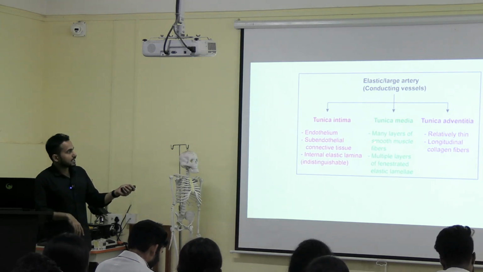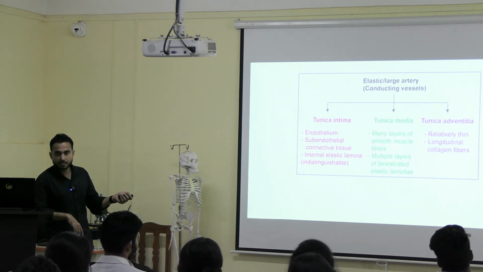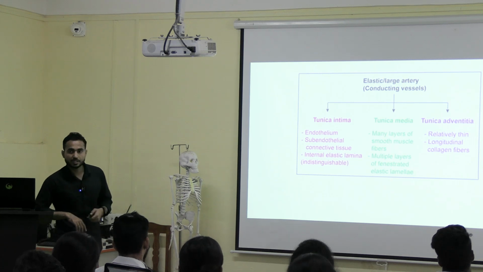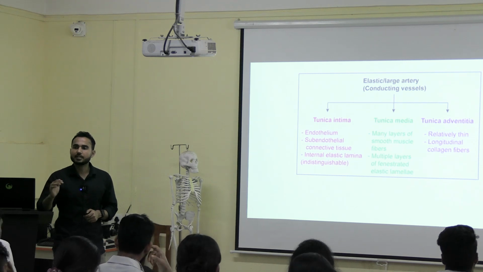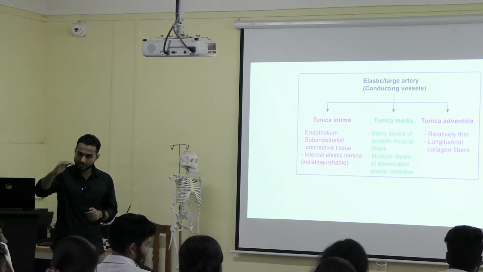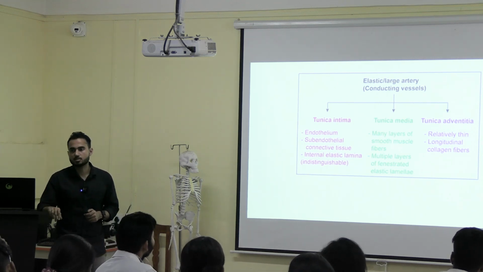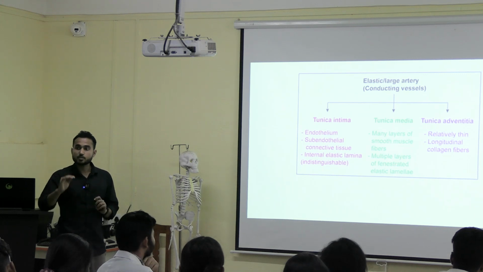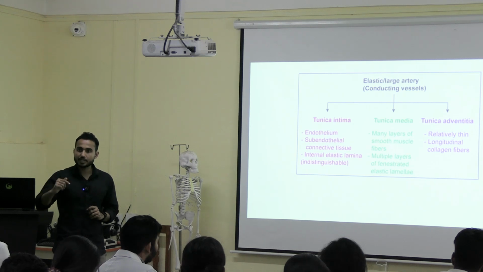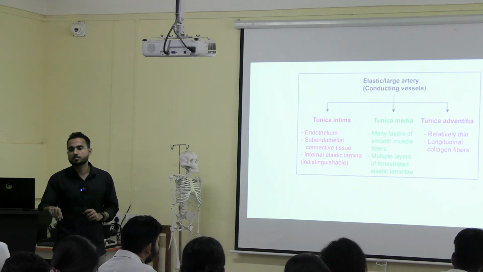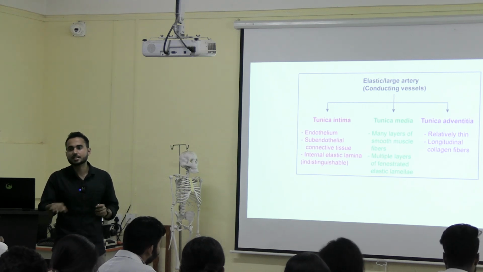Next, tunica media, many layers of smooth muscle fibers will be there. Okay, multiple layers of fenestrated elastic lamellae will be there. Now, what is the meaning of this? That means elastic fibers are there, in the form of lamellae, that means in the form of sheets. So sheets of elastic fibers will be there. In between the sheets of elastic fibers, the smooth muscles are placed. That means more number of sheets of elastic lamellae will be there, and in between them, smooth muscle fibers will be present. Okay? That is the structure of tunica media in case of elastic artery.